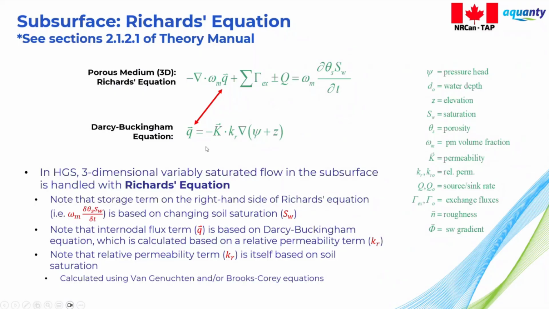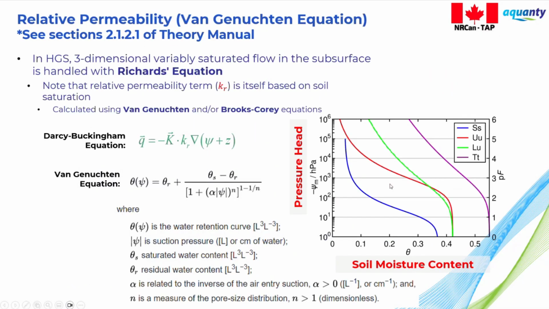The way that relative permeability is handled in HydroGeoSphere, on this next slide we see it's basically based on either the Van Genuchten or the Brooks-Corey equations, or users can define a tabular relationship between soil saturation and pressure head, and the saturation and relative hydraulic conductivity. So we'll talk more about that later.